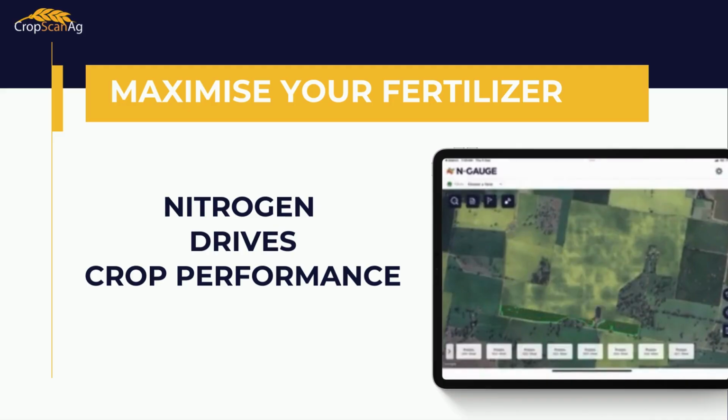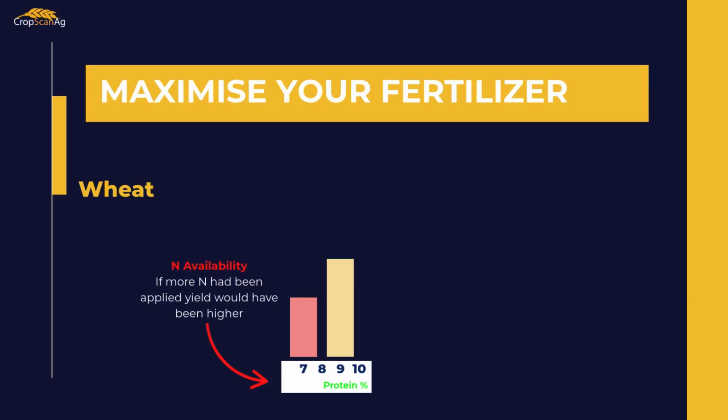At CropScan Ag, we believe precision farming starts with understanding your crop's true potential, right down to the protein level. Protein isn't just about quality, it's a powerful indicator of nutrient status. The yield to protein response curve illustrates crop response to nitrogen.